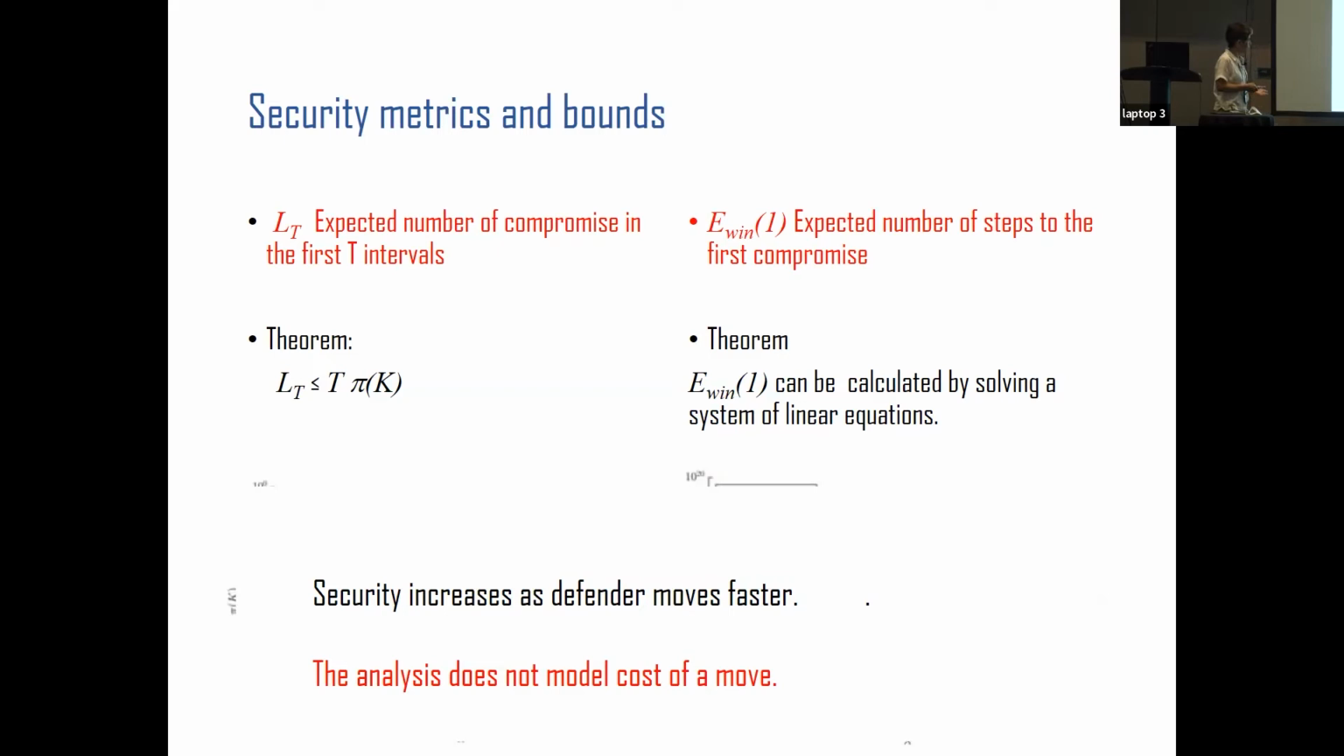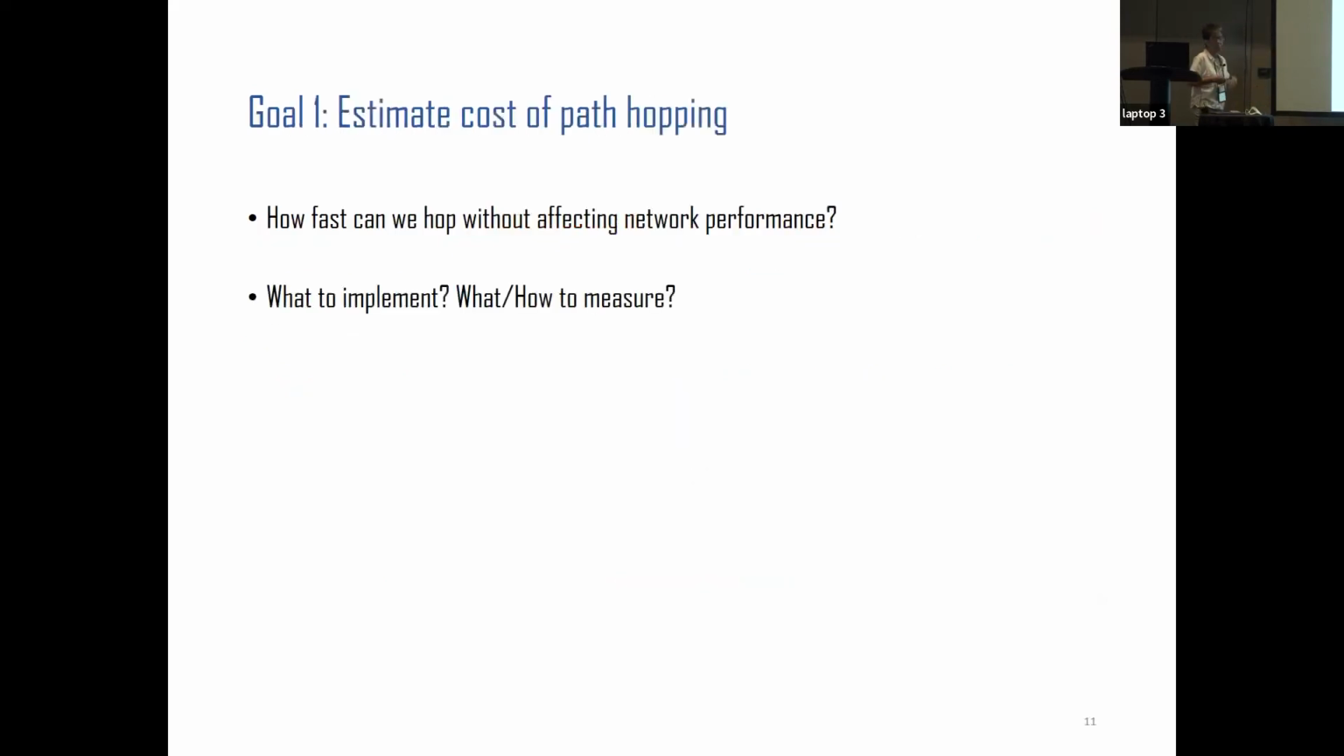That is why we thought that our analysis does not capture what is happening in real life. Just looking at the bit efficiency is not a sufficient measure. We haven't done proper modeling if we do not capture the cost or delay that we have to consider when you hop a path. And the question becomes what to implement and how to measure. What are the things that we can measure?